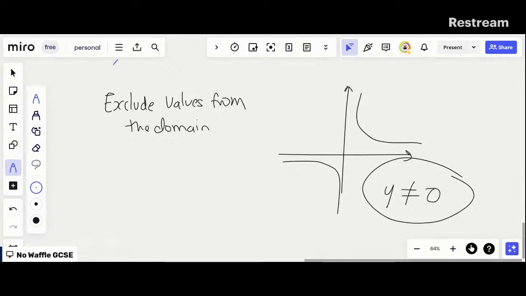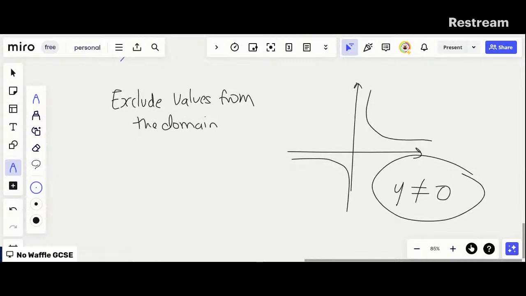Okay, and people are also talking about the tan graph. Well done, that's another thing that you can mention. So excluding values from the domain is essentially done to avoid dividing by 0 or square rooting negatives. The reason why you can't have certain values is either because you're square rooting a negative value, or you are dividing by 0. And either way, you're going to get a maths error. Yes. Okay.